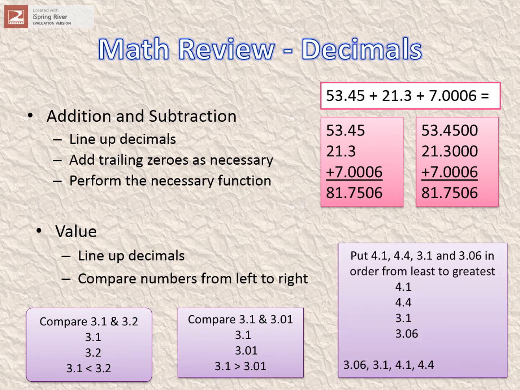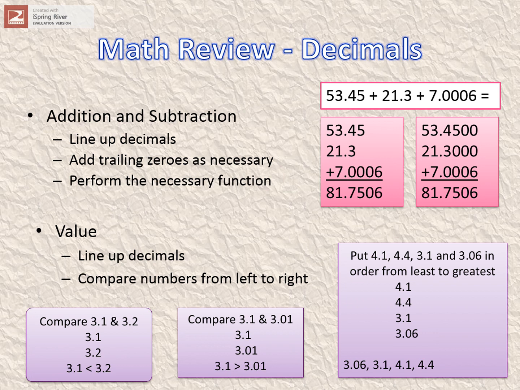Alright, so if we were to do a problem that says put 4.1, 4.4, 3.1, and 3.06 in order from least to greatest, again we would line up our decimals, put them all in a line, and I'd first start comparing, and I want to find the least first. So I look at the first number in the ones place, and I see that 3's are going to be smaller than 4's. So I look at those two, and I see that the 3.06, the 0 is smaller than the 1, so that's the first number, followed by 3.1.